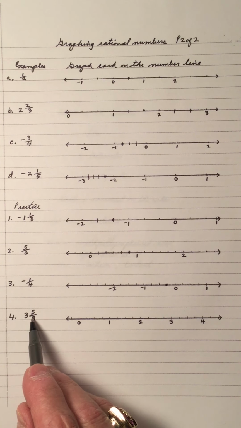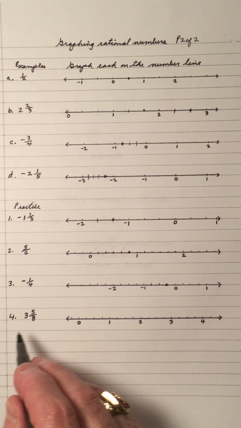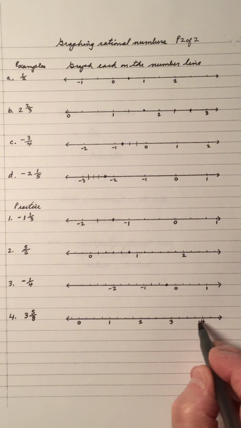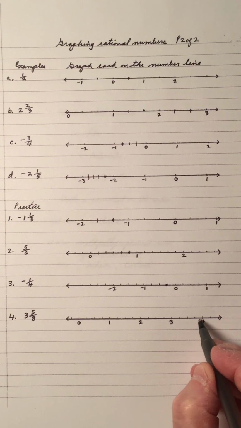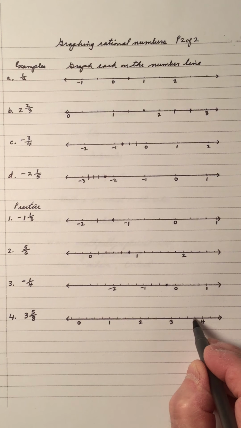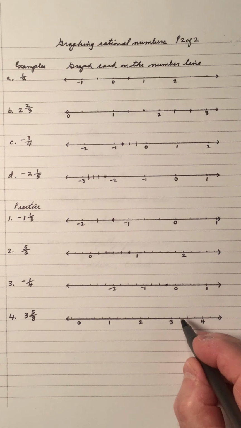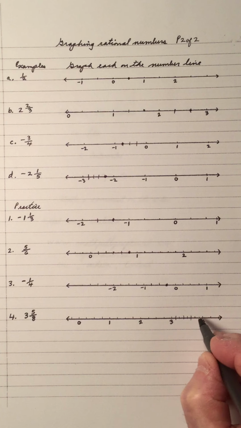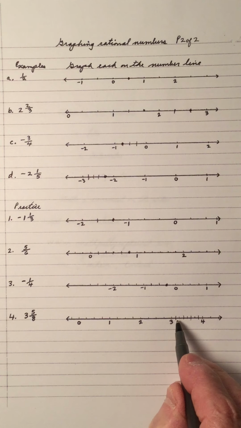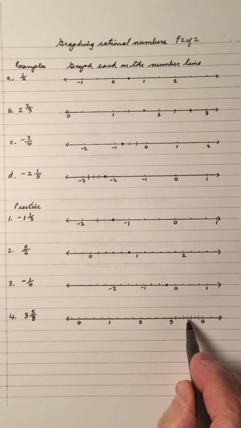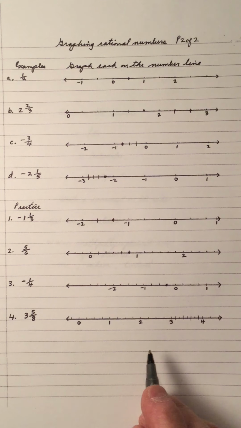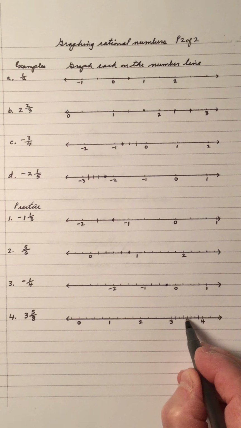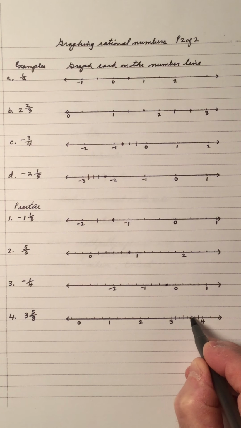And 3 and 5/8. 3 and 5/8 is to the right of 0. 1, 2, 3. Between 3 and 4. And I have to divide it into 8 pieces. Right now I have it into 1, 2, 3, 4. So if I cut each of those in half, like that, now I have 8 pieces. So I have 3 and 5/8. 1/8, 2/8, 3/8, 4/8. So there's 3 and 5/8.